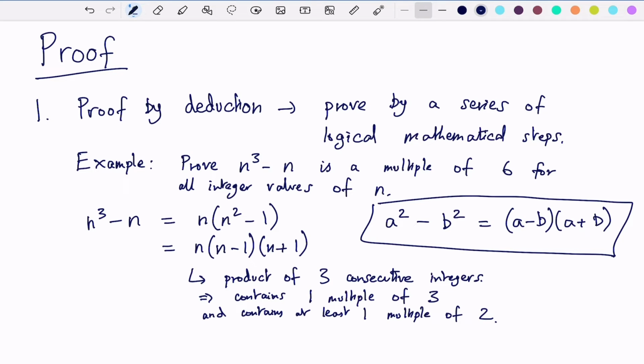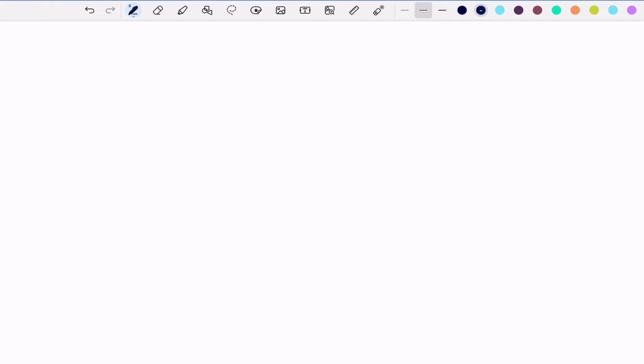Another classic example would be: prove that n squared plus n is even. We can factorize that to be equal to n times n plus 1, i.e. the product of 2 consecutive integers. So one of them must be even, and therefore the product must be even.